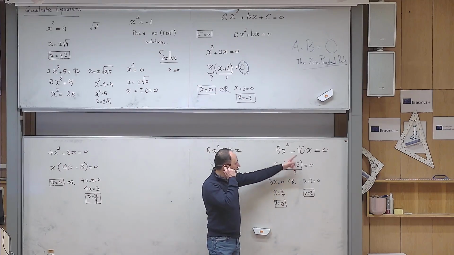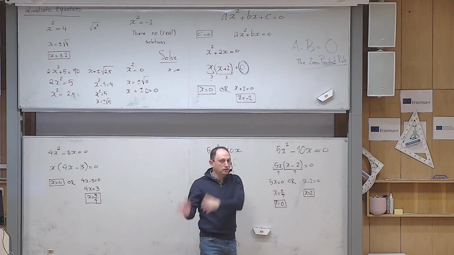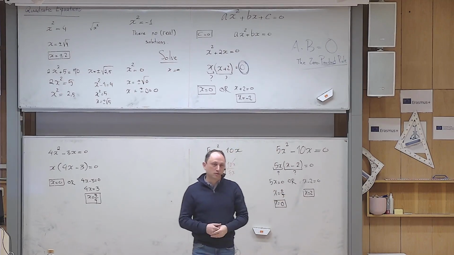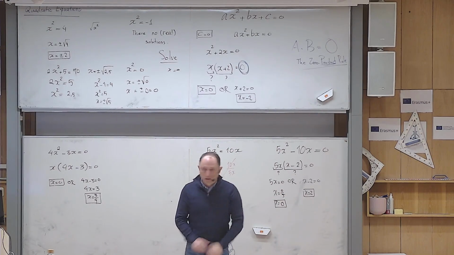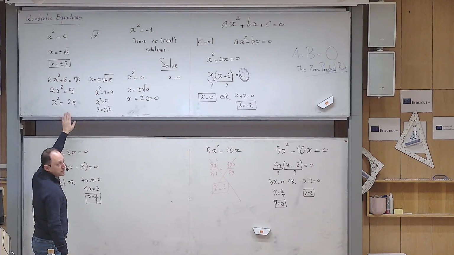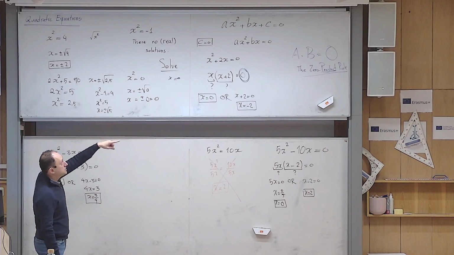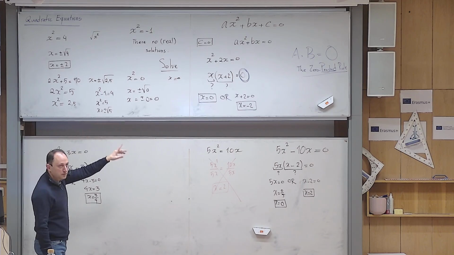So remember, if c is not there, one way: move everything to the left, factorize, use the zero product rule. If b is 0, I don't need to explain, because that's a Math 1C lesson. If c is 0, this method. If none of them is 0, we will talk about that tomorrow.